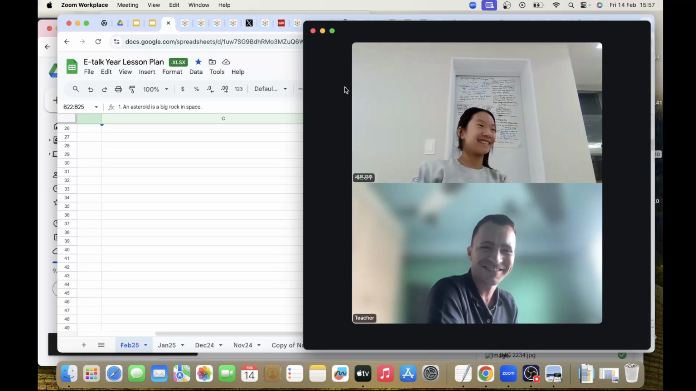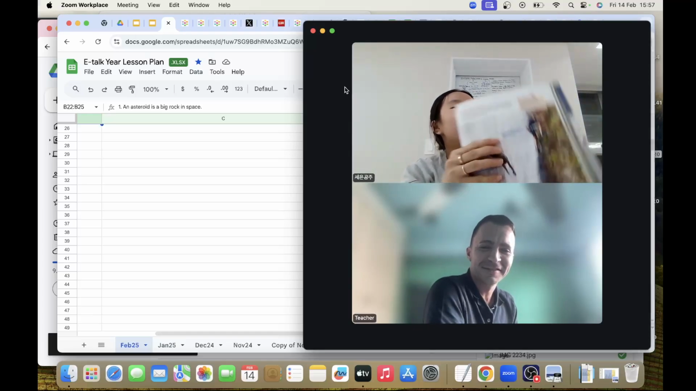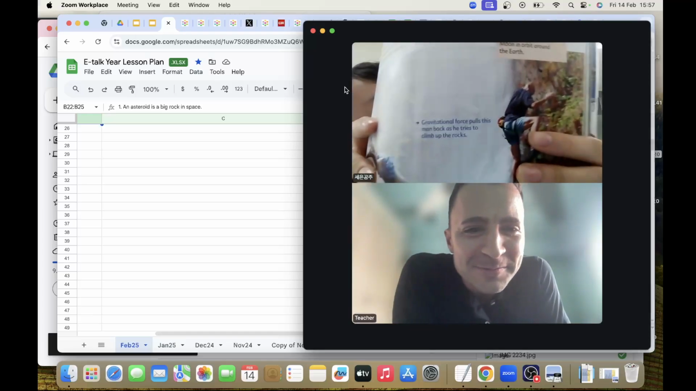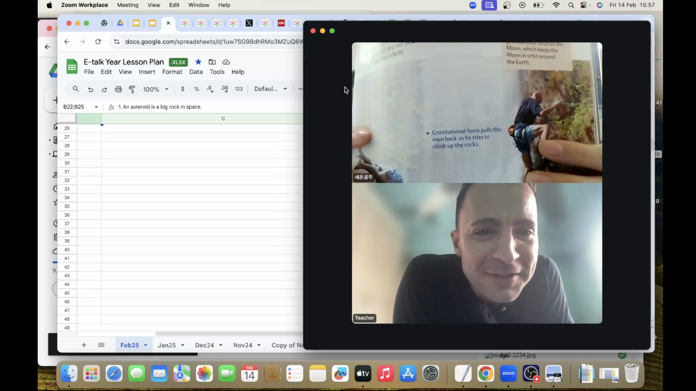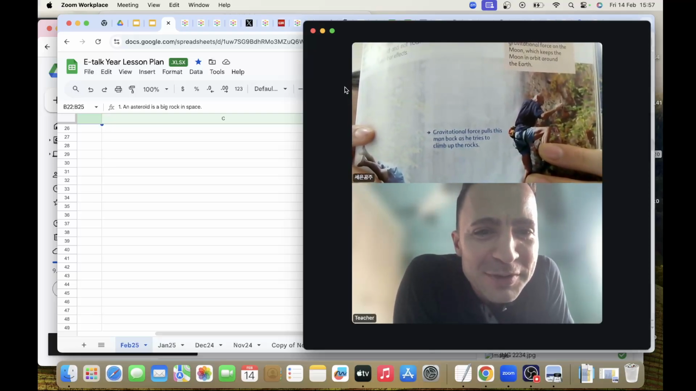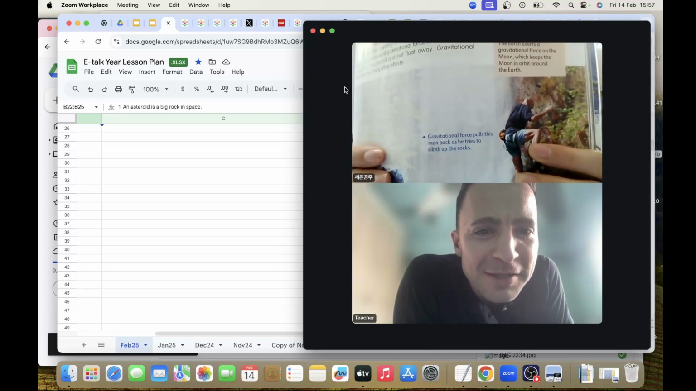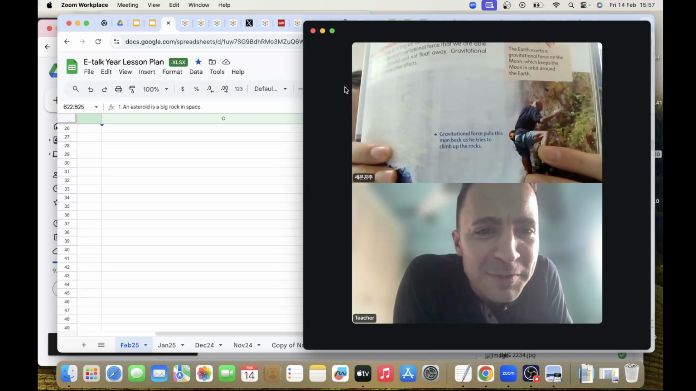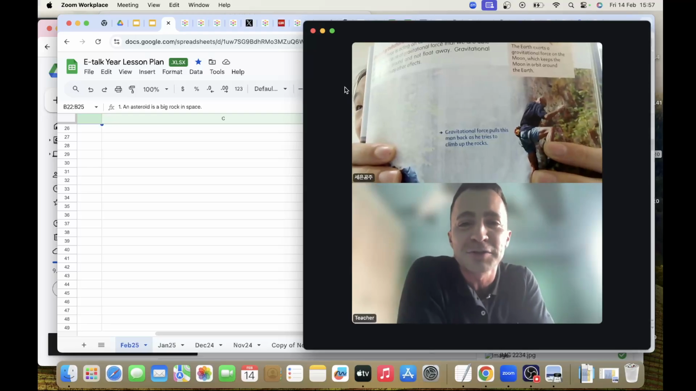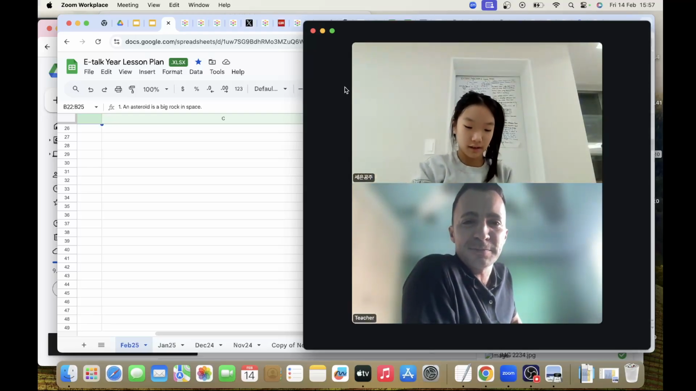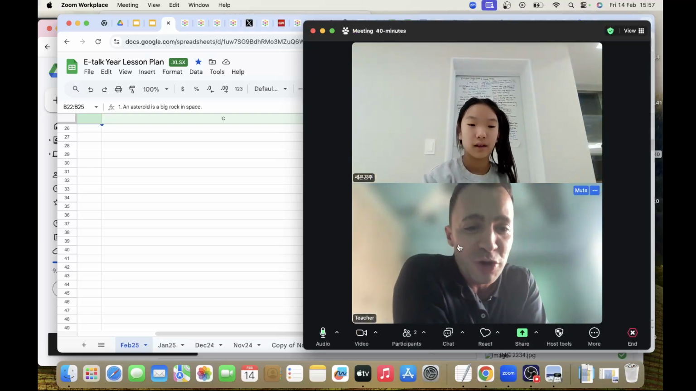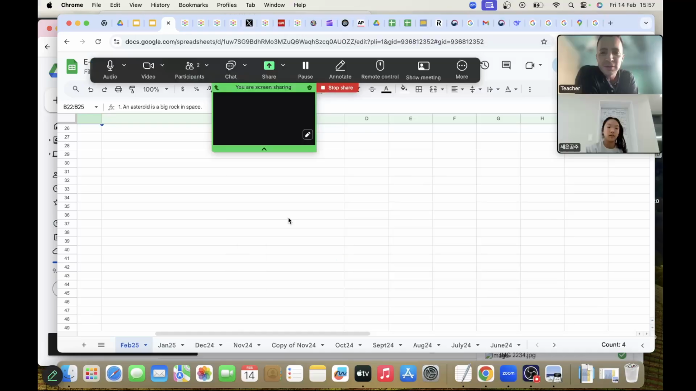Gravitational force. This one. Let's see. Gravitational force pulls this man back as he tries to climb up the rocks. Okay, this one is easy to understand. I'm going to draw again on the whiteboard.